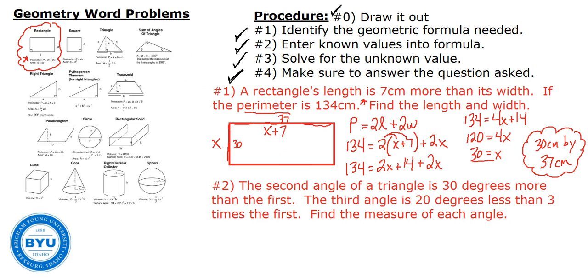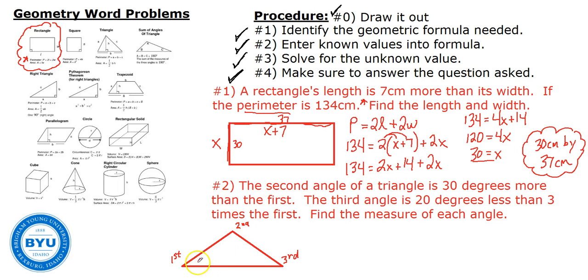Let's do the triangle. Let's draw a triangle here. Let's call this the first angle. Let's call this the second angle. Let's call this the third angle. So it says the second angle of a triangle is 30 degrees more than the first. Now, I don't even know what the first is.